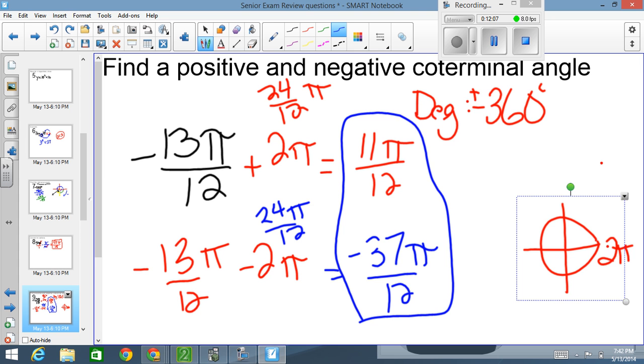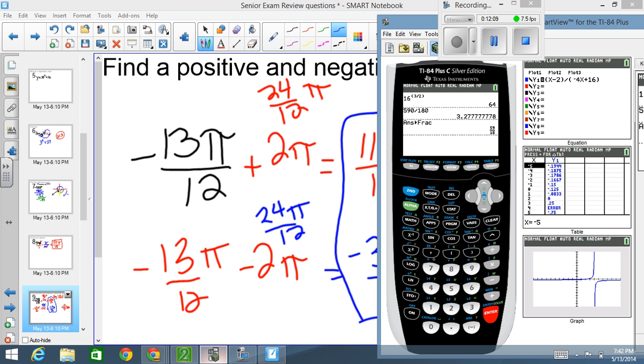Okay. Now, can you use the calculator with these as well? Sure you could. Leave out the pi, and if I want to do negative 13 twelfths, I would open a parentheses and do negative 13 divided by 12, close that, plus 2 whole pi's. Notice I'm not using pi in the calculator. I'm leaving it out, sort of treating it like a variable. I hit enter. There's my fraction.